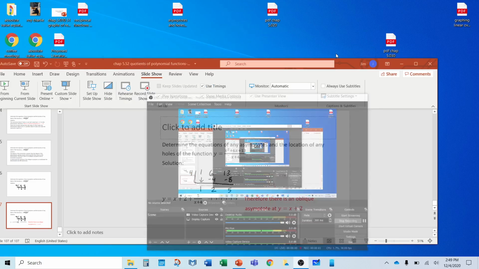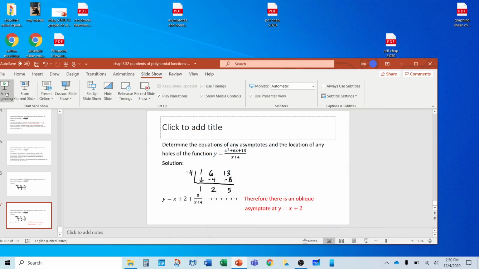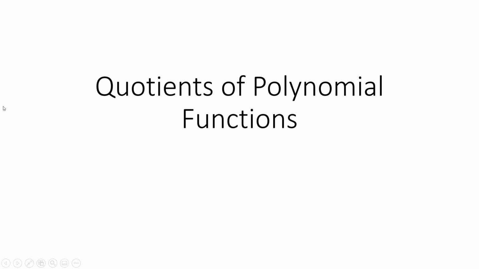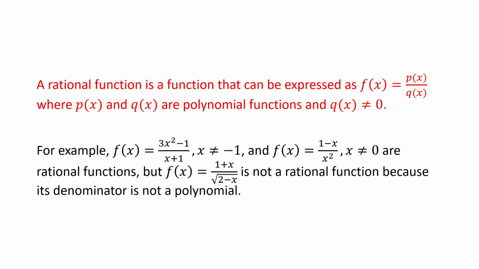In this lesson, we're going to talk about quotients of polynomial functions. A rational function is a function that can be expressed as f of x equals p of x over q of x, where p of x and q of x are both polynomial functions. So for example, 3x squared minus 1 over x plus 1 is a rational function. And 1 minus x over x squared is a rational function because in both cases we have polynomial over polynomial.